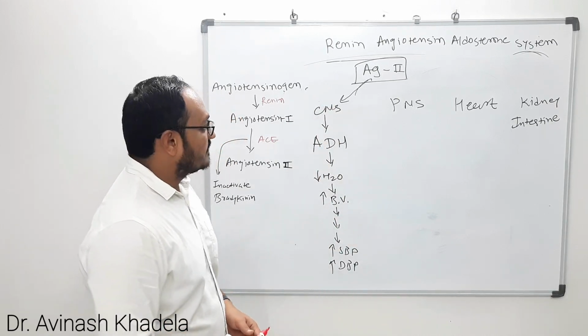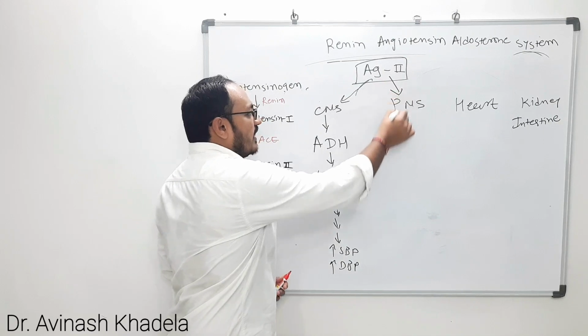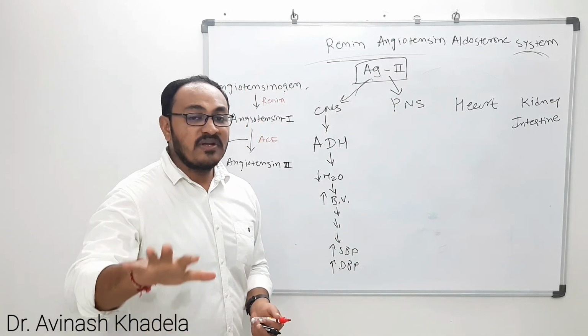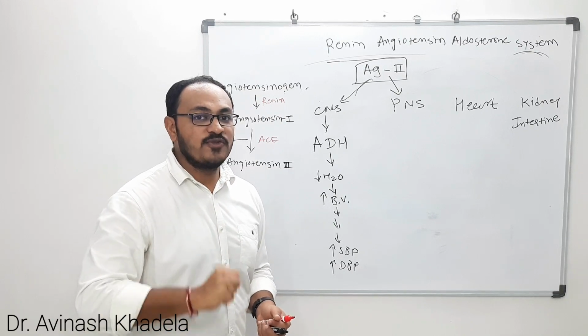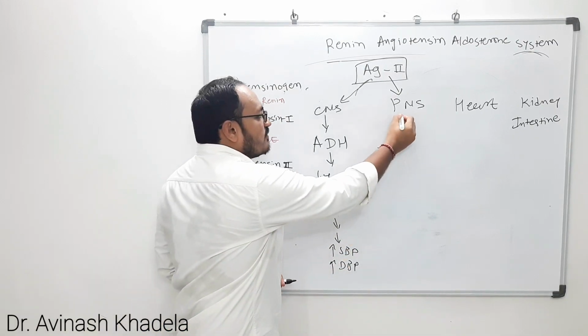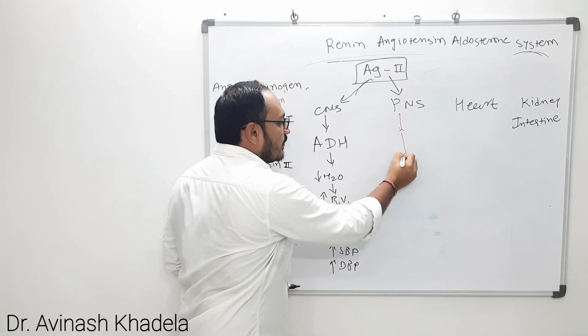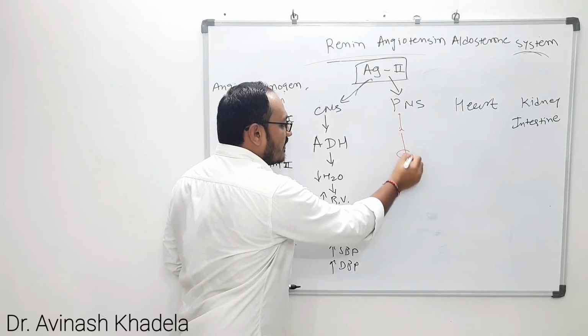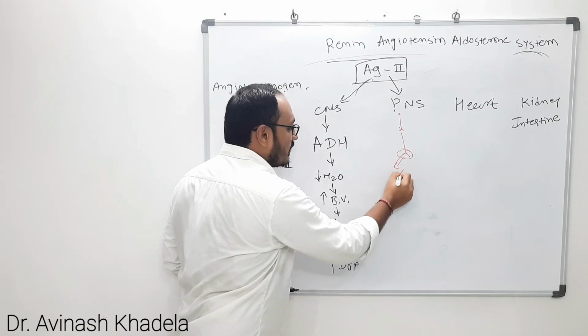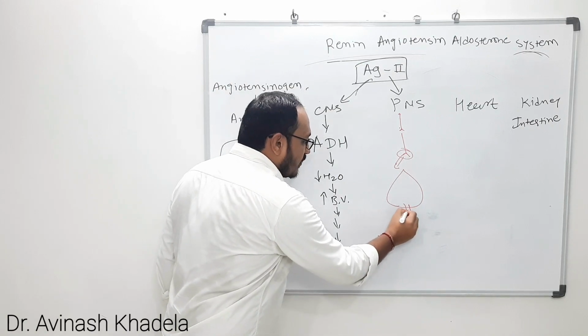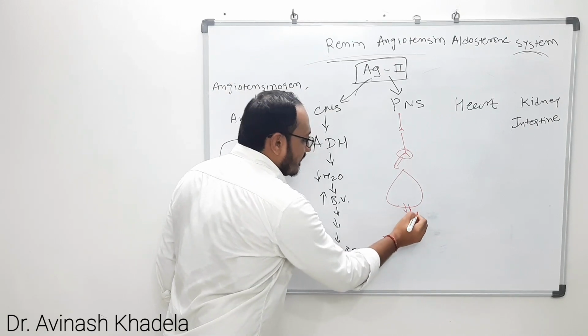The second important action of angiotensin 2 is on the peripheral nervous system. The action of angiotensin 2 in the autonomic nervous system is stimulation of pre- as well as post-ganglionic neurons. Now, if I zoom in on this post-ganglionic neuron, it will release norepinephrine into the blood.